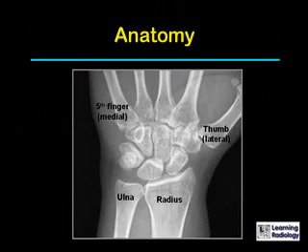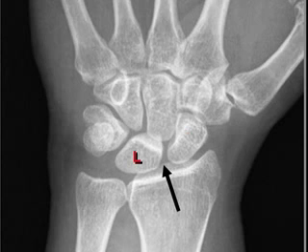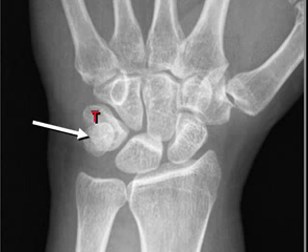First, some normal anatomy. To orient yourself, the thumb is lateral, the fifth finger is medial, the radius lateral, the ulna medial, and the proximal carpal row from lateral to medial are the scaphoid or navicular, the lunate. The distance between the scaphoid and the lunate is usually less than 3 millimeters. The triquetrum, which overlies the pisiform, which is shown by the white arrow.